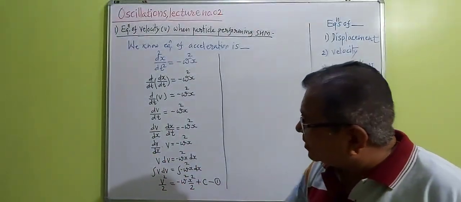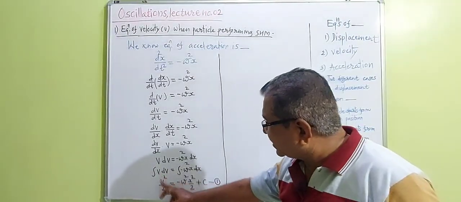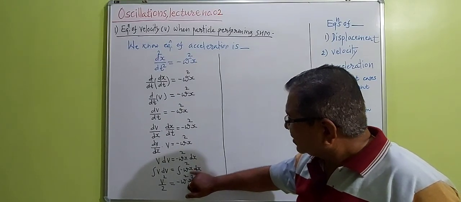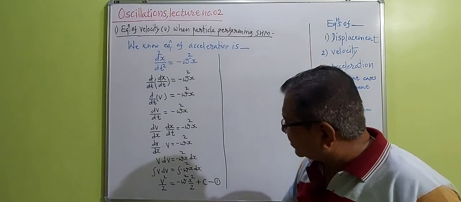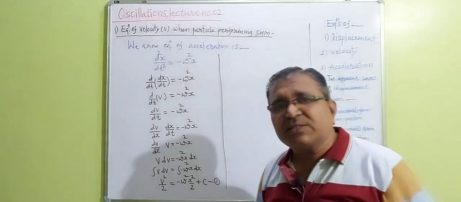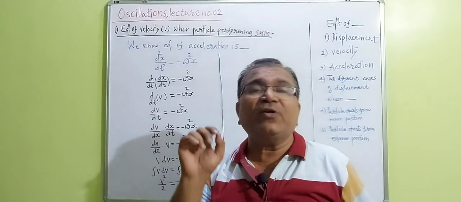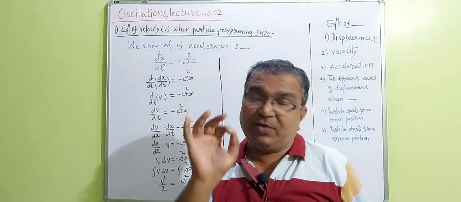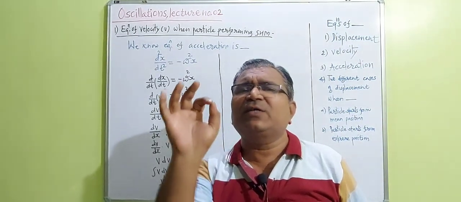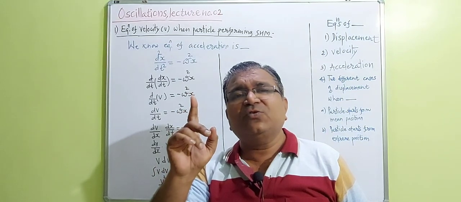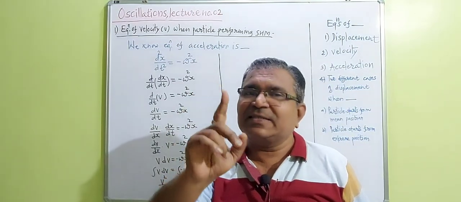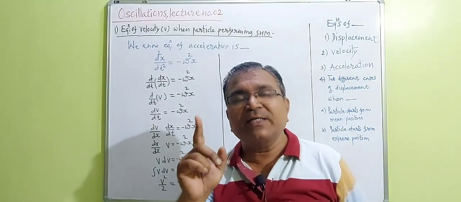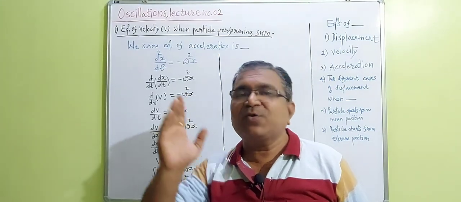By taking the integration on both the sides, we got v square upon 2 is equal to minus omega square, which is a constant term. Integration of x dx is equal to x square upon 2 plus some integration constant c. We have to find the value of c. To find the value of c, let us assume velocity of the particle v is equal to 0. So velocity is 0 when particle is at extreme position.